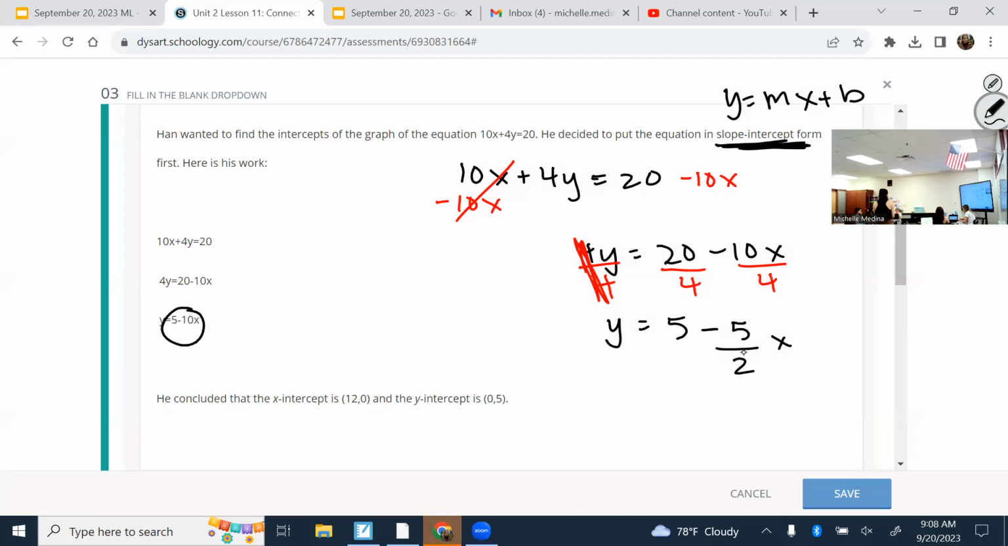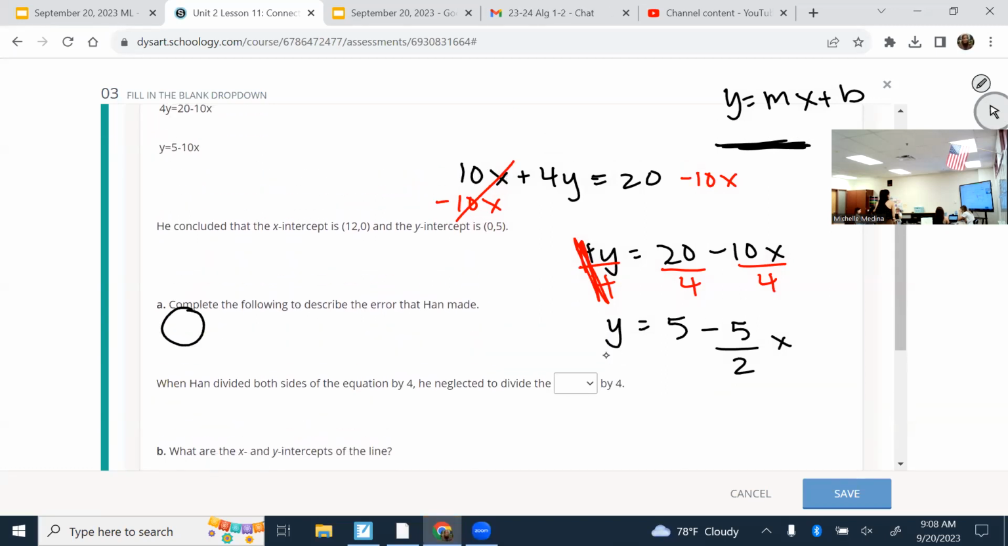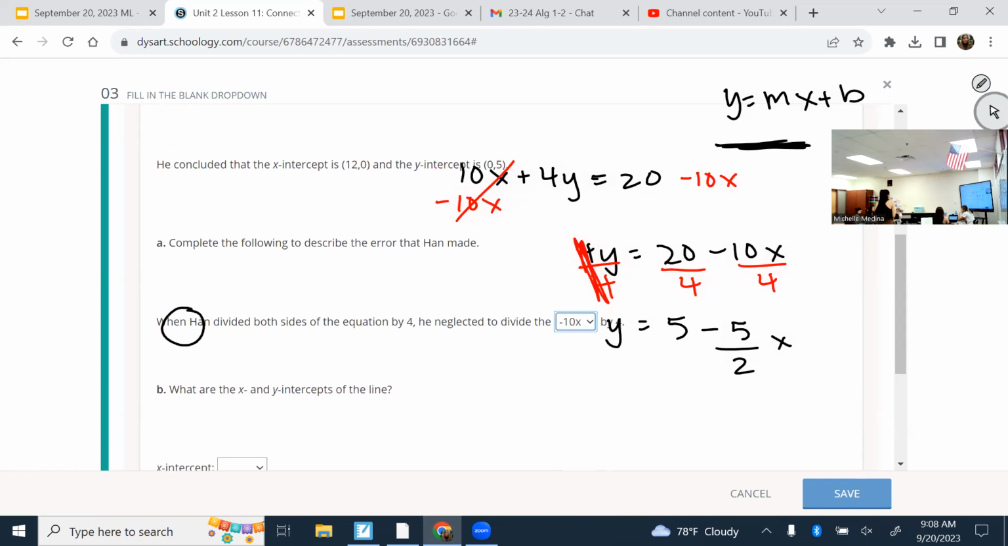So his mistake, it looks like, is that he didn't divide that 4 from each term like he was supposed to. He only did it from the 20. So in that case, and then I would graph this and see where my intercepts are, but that's the mistake he made. So let's see what we can fill out. When Han divided both sides of the equation by 4, he neglected to divide what by 4? The -10x. So that answers that.